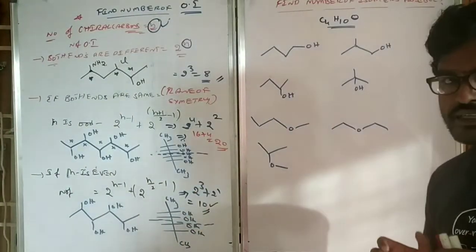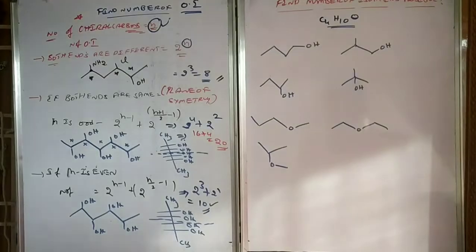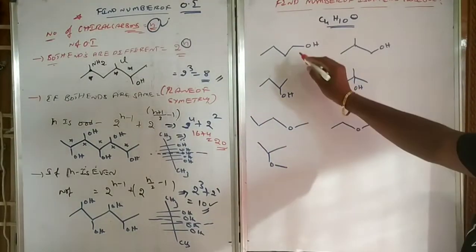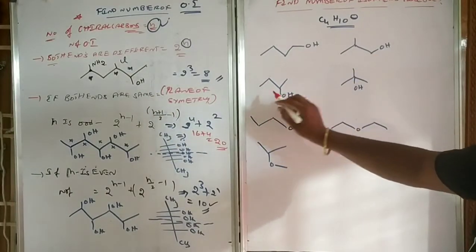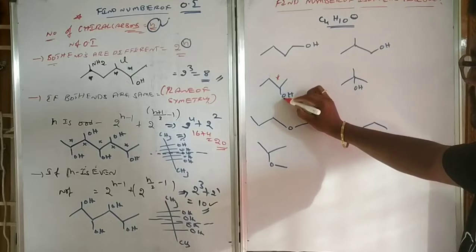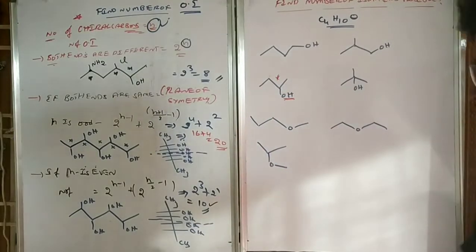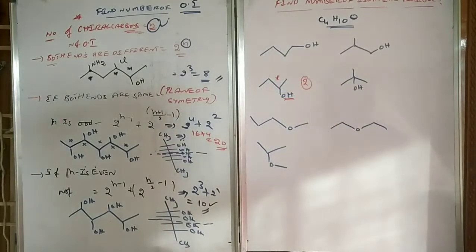Now let us move to the next thing. In this case, how to find out the isomers. See, in this case, is any chiral carbon there? No chiral carbon. Here also no chiral carbon. Here one chiral carbon is there. You see, this is the carbon which has one hydroxy group, one methyl group, and one ethyl group. So that's why for this two isomers are possible.